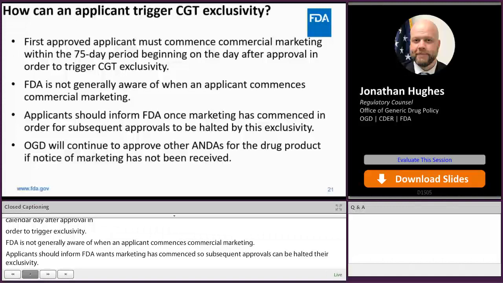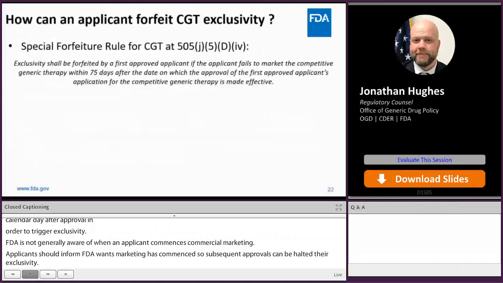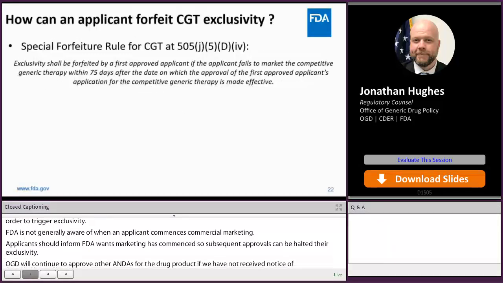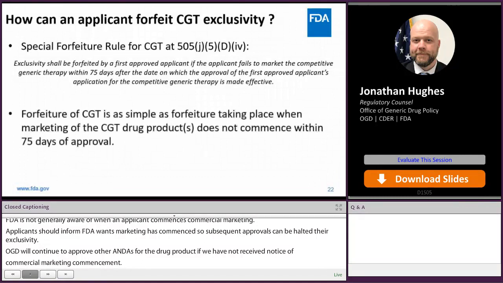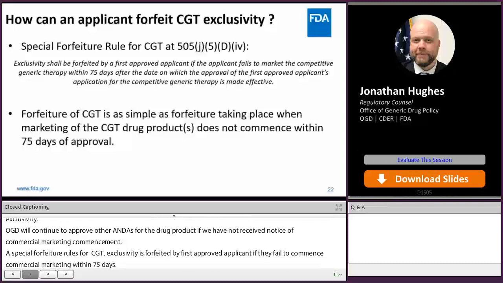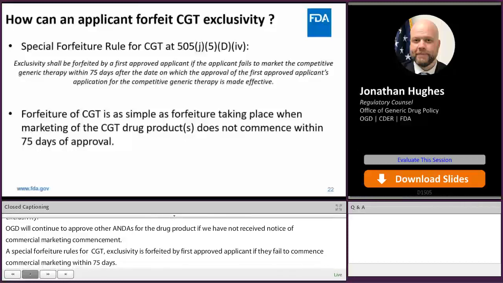The special forfeiture rules for CGT exclusivity: exclusivity is forfeited by a first approved applicant if they fail to commence commercial marketing within 75 days. It's the simple forfeiture rule that we mentioned earlier, and it's as simple as you're not commencing your commercial marketing within 75 days of approval.